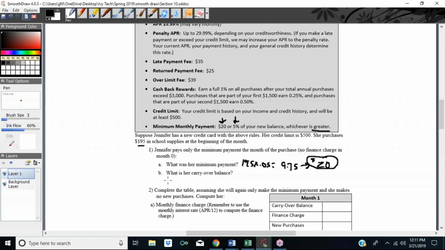So it says, what is her carryover balance? Well, she's going to have that $195 that she purchased minus the $20 payment that she makes. So that's going to be our carryover balance.